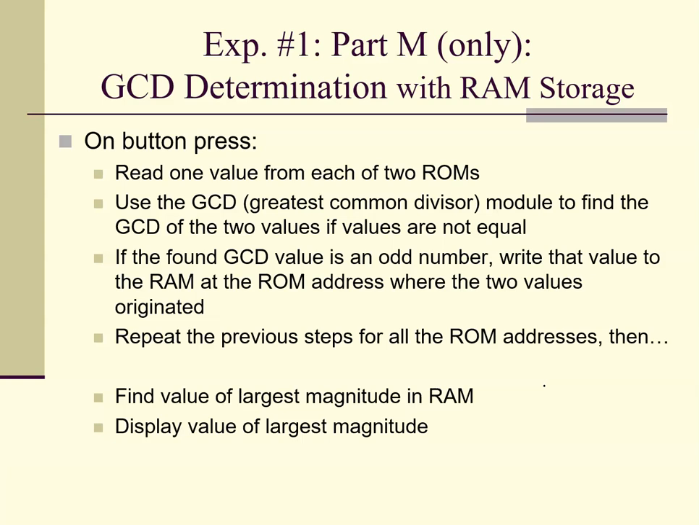So you're going to repeat that for all 16 ROM addresses, and then you're going to step through what you found in the RAM and look for the value with the greatest magnitude, and once you find that, you're going to display that.